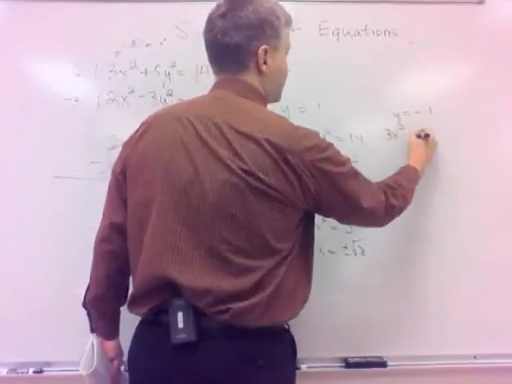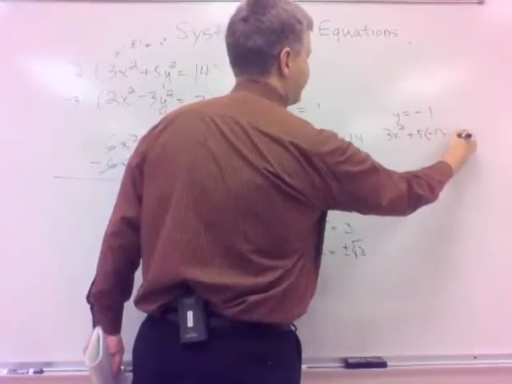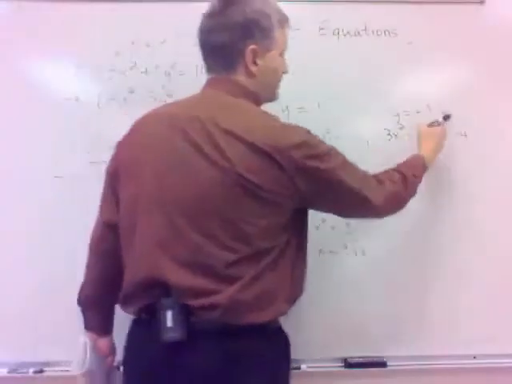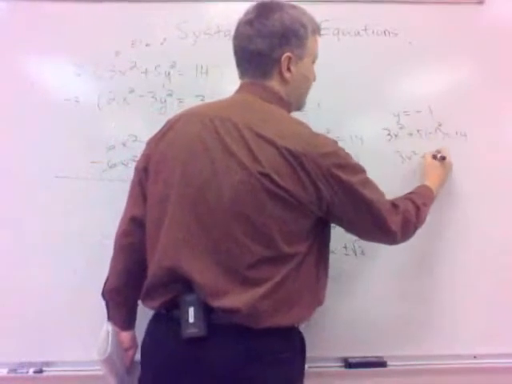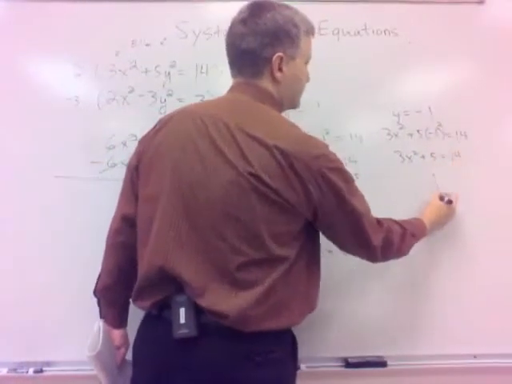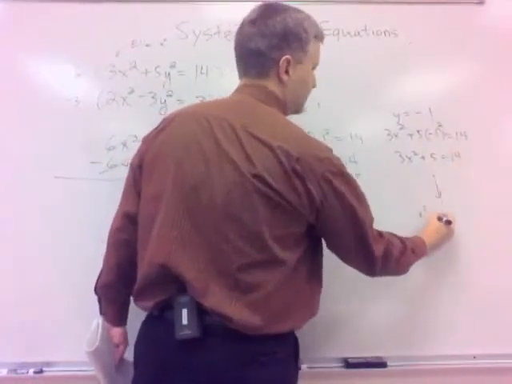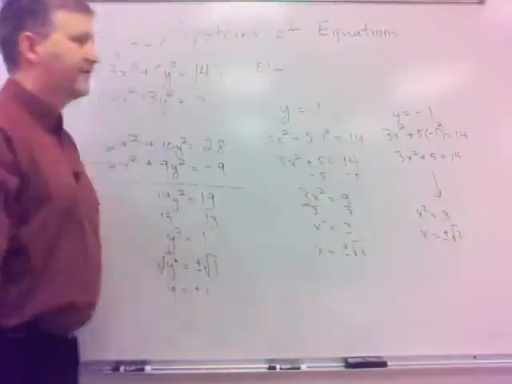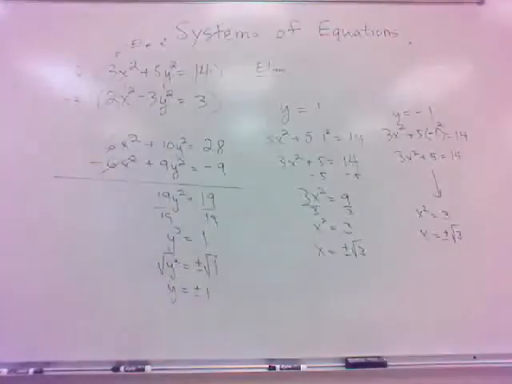Well, good news is here, get the same thing, don't I? So if I square negative 1, I get positive 1, so that's still 3x squared plus 5 equals 14. Same thing. All right, well, how many solutions do you see there?